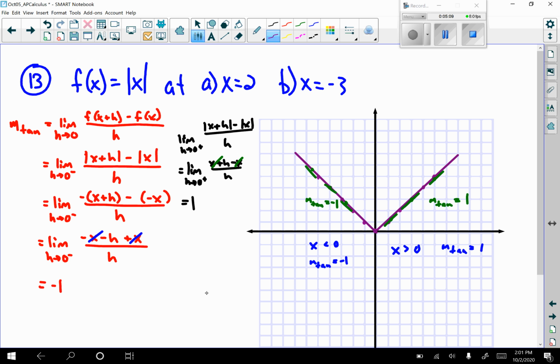So if I'm looking at x equals 2, that puts me over here because 2 is greater than 0, so the slope of the tangent line is going to equal a positive 1. When x is equal to a negative 3, that puts us on this side of 0, so the slope of our tangent line is equal to a negative 1.